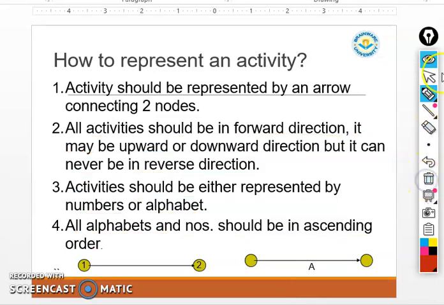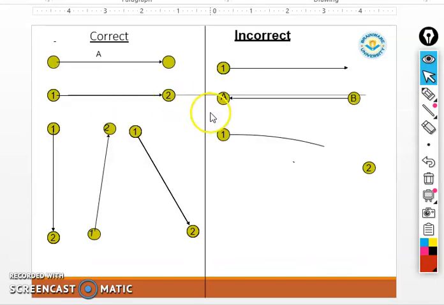In the next slide we represent the correct way and the incorrect way of representation of the activity. This is the diagrammatical representation. When we represent the activity A, let's represent this one. But this is not the correct way. There is no end node, so you cannot draw this kind of drawing.